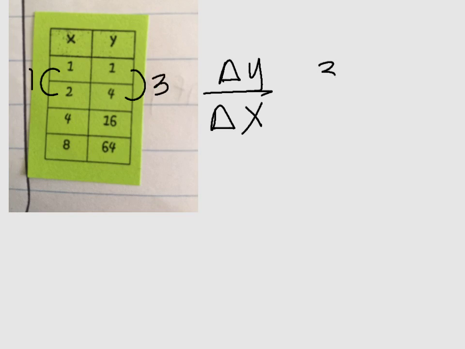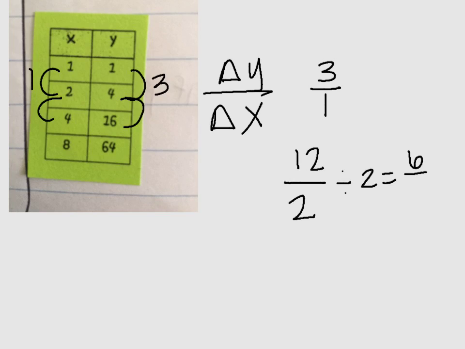Okay? Let's try the next one. They might be out of order from what's in your notebook, but that's okay. Just write where you need to. Change in y. Change in x. What's 4 minus 1? 3. What's 2 minus 1? 1. So I have 3 over 1. Let's do the next one. 16 minus 4. Well, that's 12. 4 minus 2. That's 2. It can be simplified by 2. We have 6 over 1. So far, not linear.